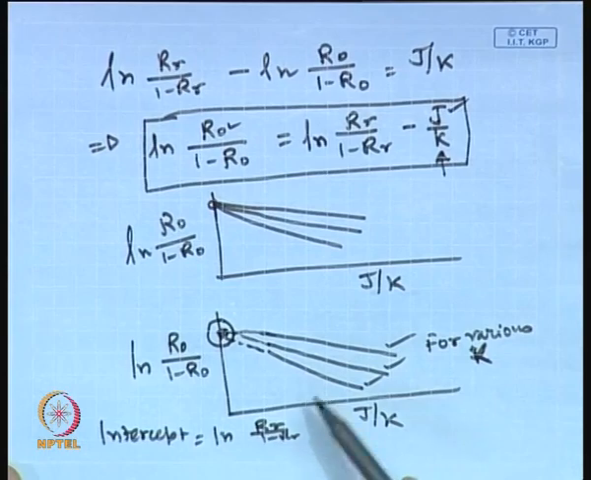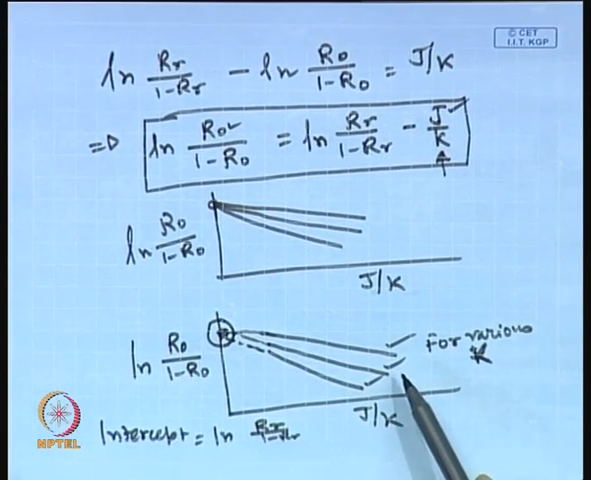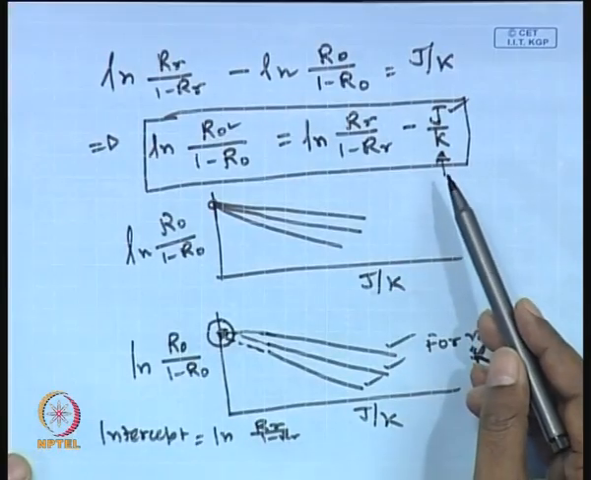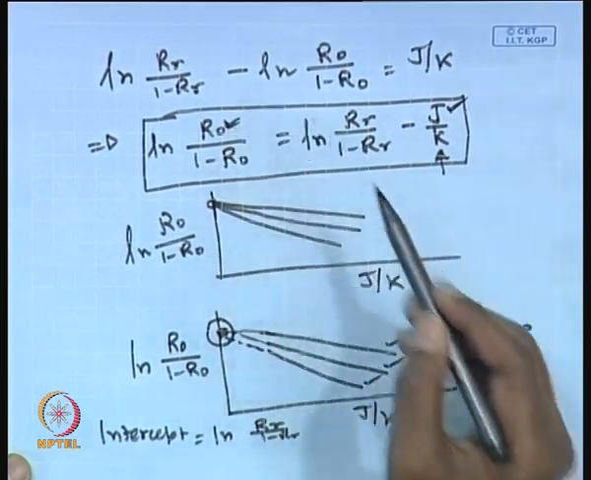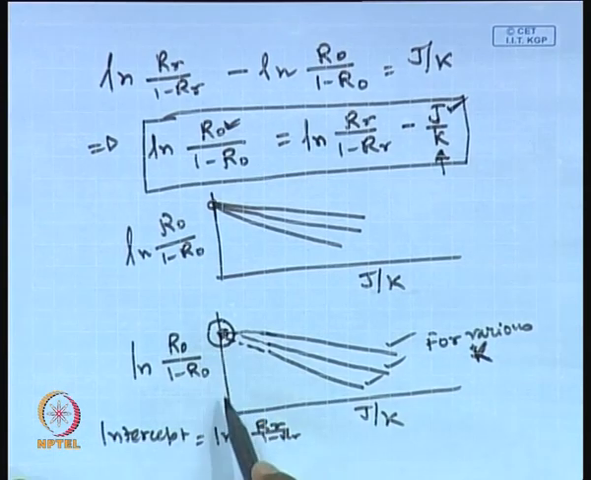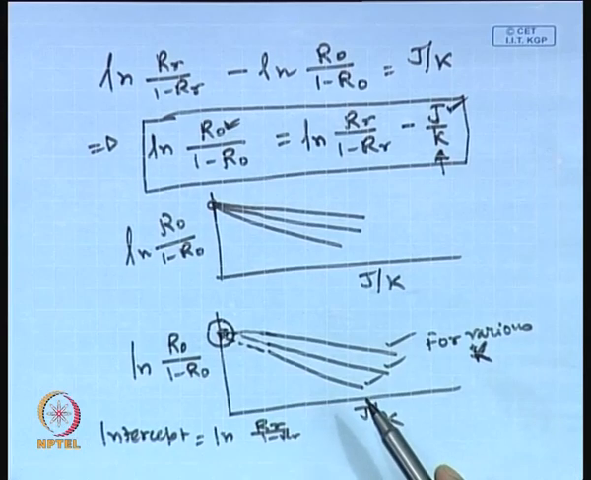The accuracy of this method will depend extremely on how accurately you conduct the experiment. Because you are varying the cross flow velocity, that means you are changing the mass transfer coefficient, and you are estimating the value of J and observed retention. So, depending on how accurately you conduct the experiments, one can estimate the real retention from the intercept of this plot. Since this method depends on the variation of the cross flow velocity, it is known as the velocity variation technique.